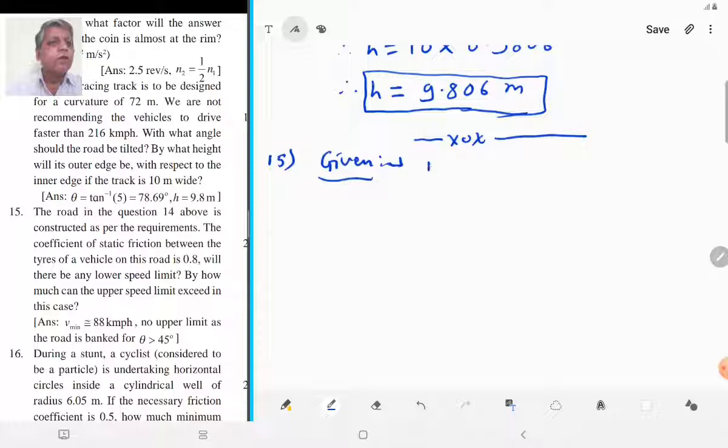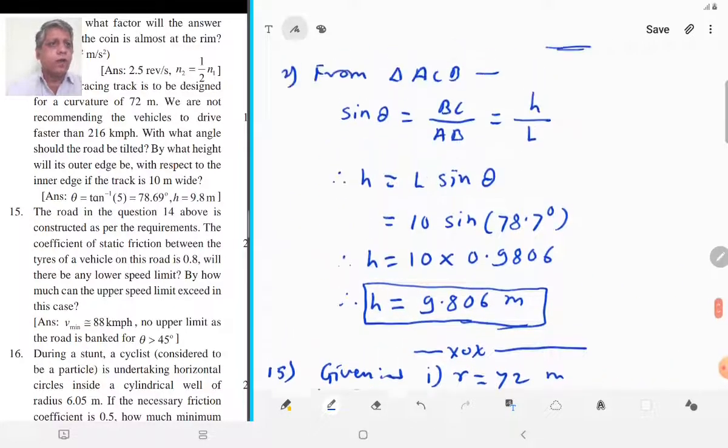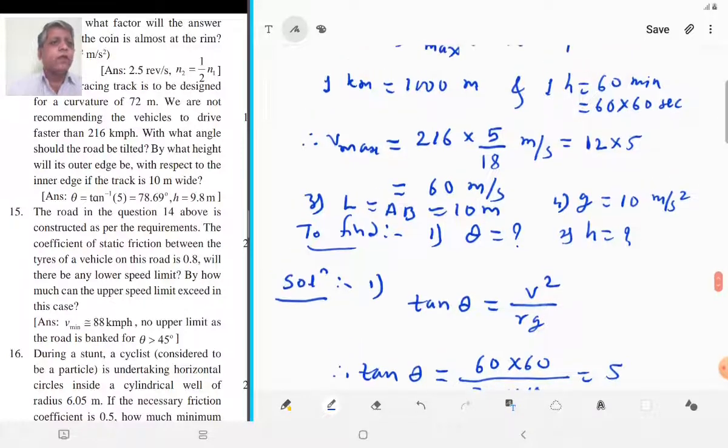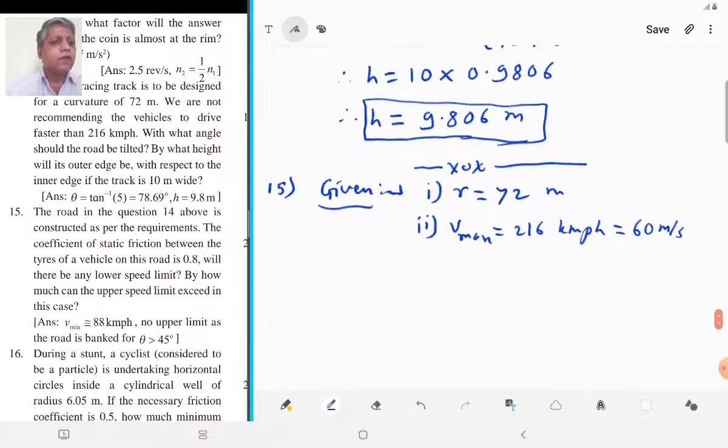First given point is small r is equal to 72 meter. Second given point is Vmax is equal to 216 kilometer per hour, that is equal to 60 meter per second. This is given. These are the given points. Third is length AB, that is same.